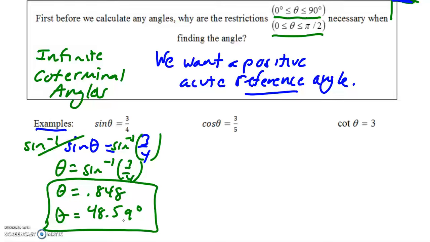Pause the video, and I would like you to try this second example on your own. Cosine theta equals 3/5. So treat it like the other example, and I'll be back with you in a bit to check your answer.